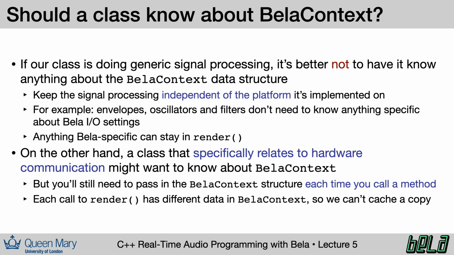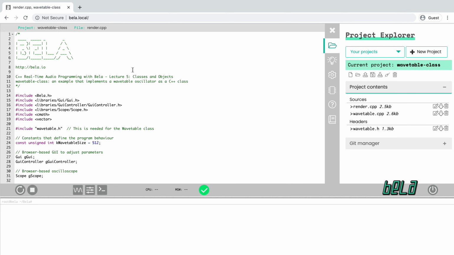Now that we've seen the outlines, let's have a look through the wavetable class example. Remember that to put this project on your board, you download the zip file from GitHub, you drag it onto the browser, and it should prompt you to create a new project. And here we are with the wavetable class example. You can see here that it's using the GUI and also using the browser-based oscilloscope, so we can open both of those things. Here's the GUI and here's the scope in the toolbar.